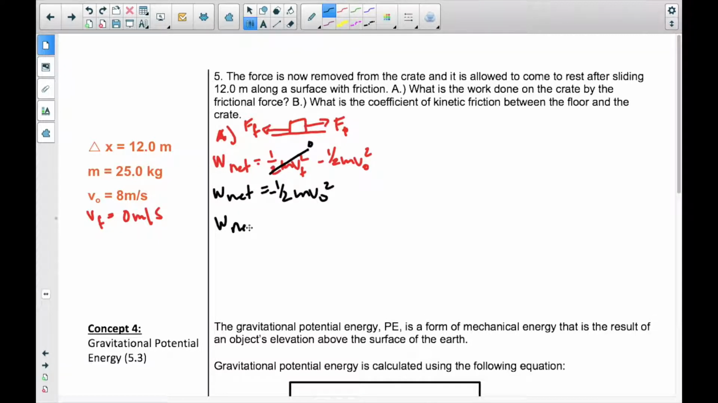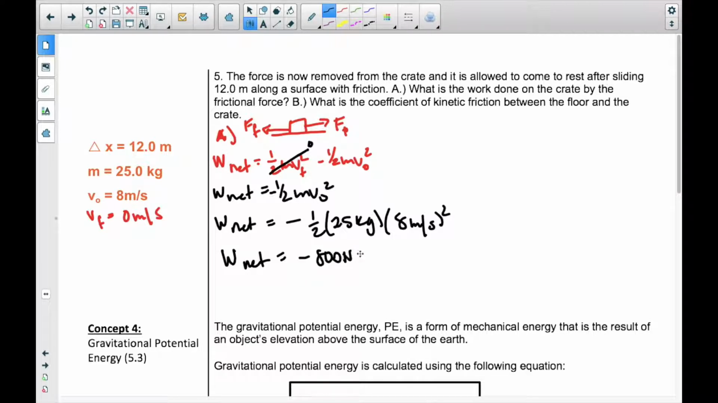And so our net work is just 1/2 times the mass, which is 25, times the velocity, which we figured from the other side was 8. And now we just need to multiply that out. And so we multiply that out and we come up with negative 800 Newton meters, or in other words, negative 800 joules. So let's think about that, and does that make sense?